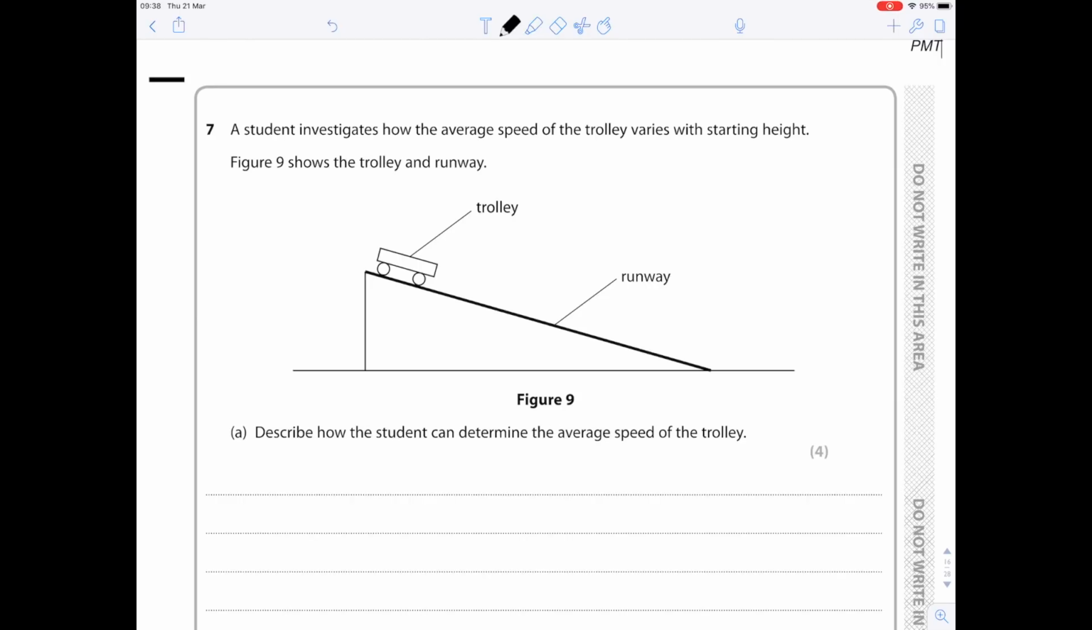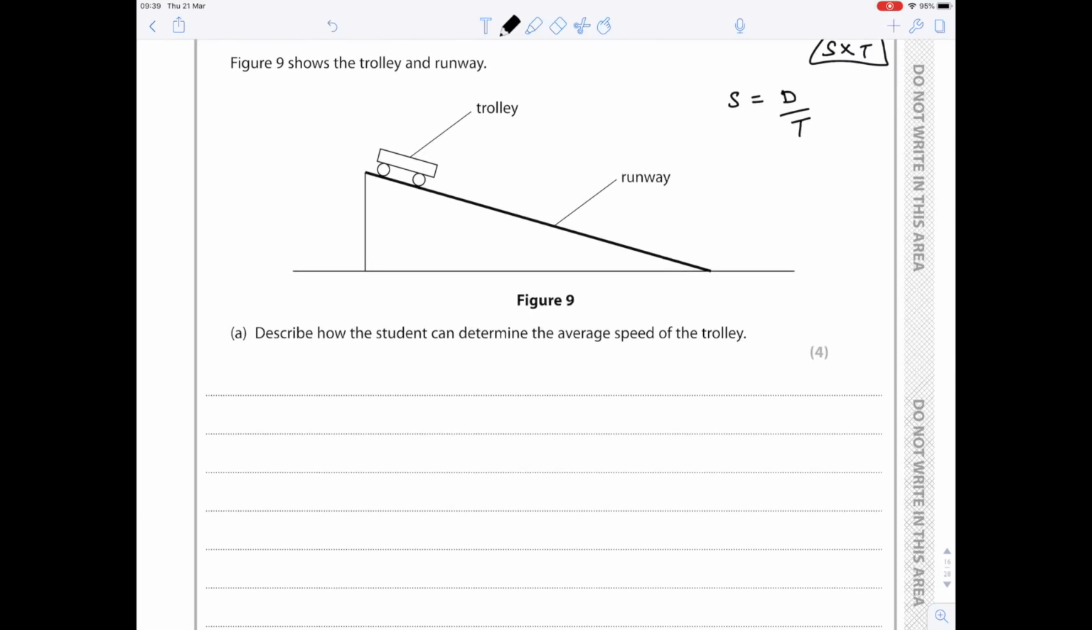7. A student investigates how the average speed of the trolley varies with starting height. Figure 9 shows the trolley and runway. Describe how the student can determine the average speed of the trolley. Let's first of all work out what measurements we need in order to calculate the speed of the trolley. That's given by this formula triangle, which states that speed is distance over time. So clearly we need to measure both the distance and the time.